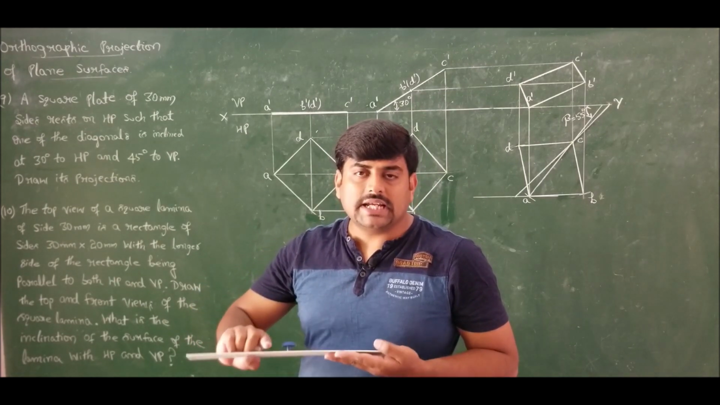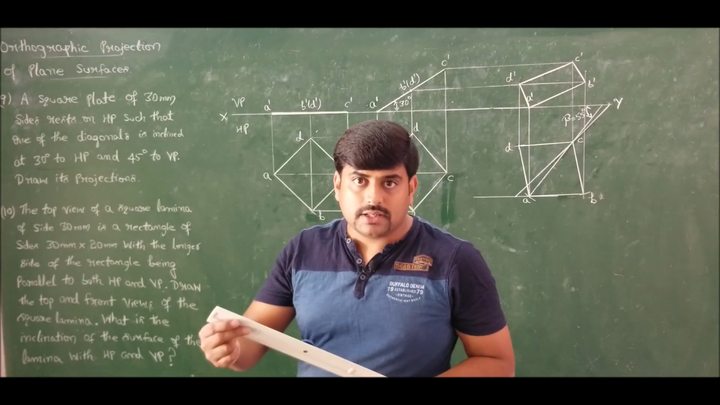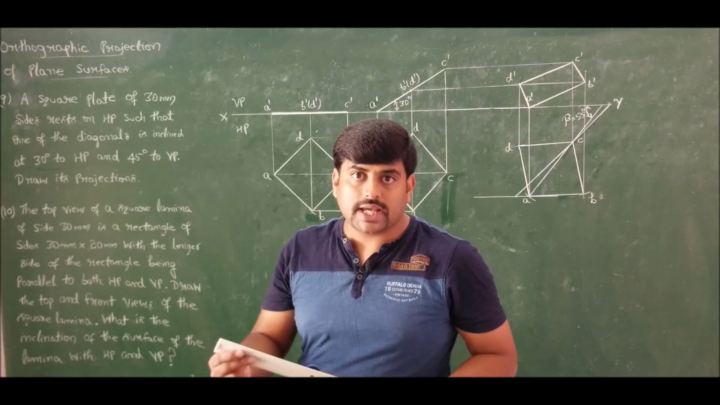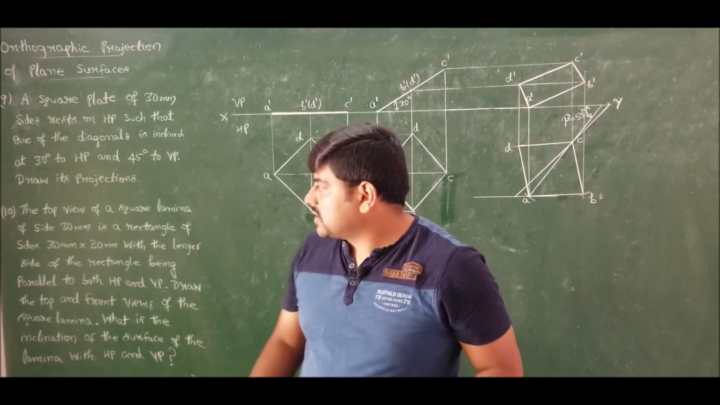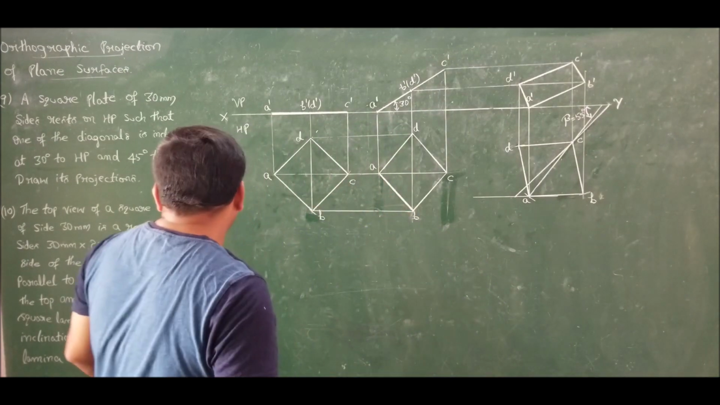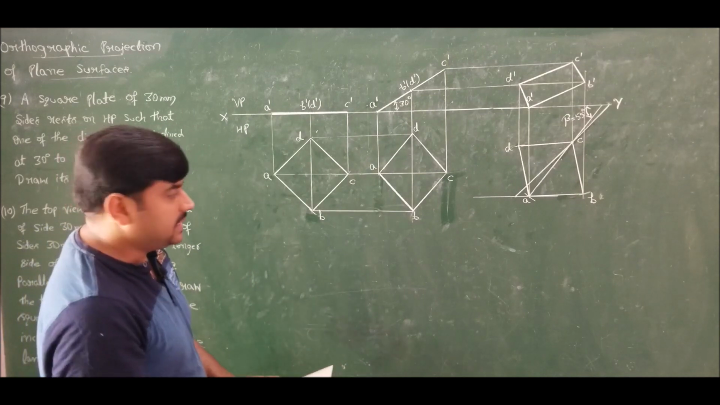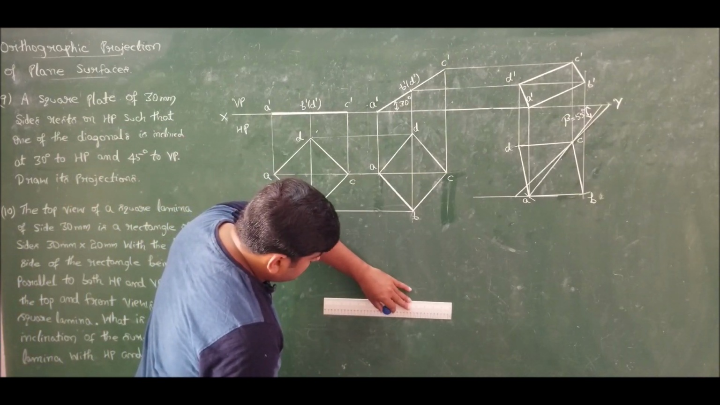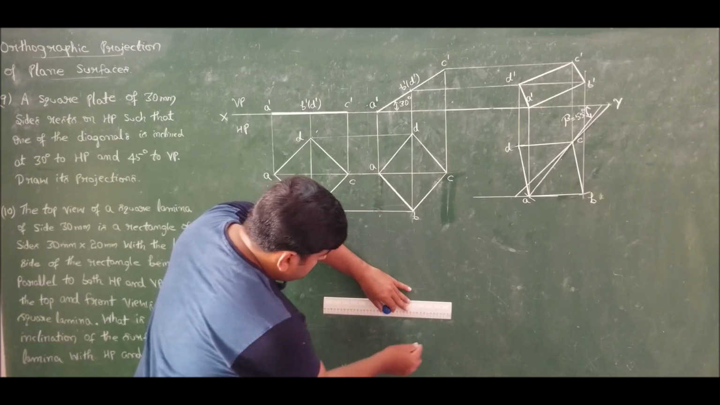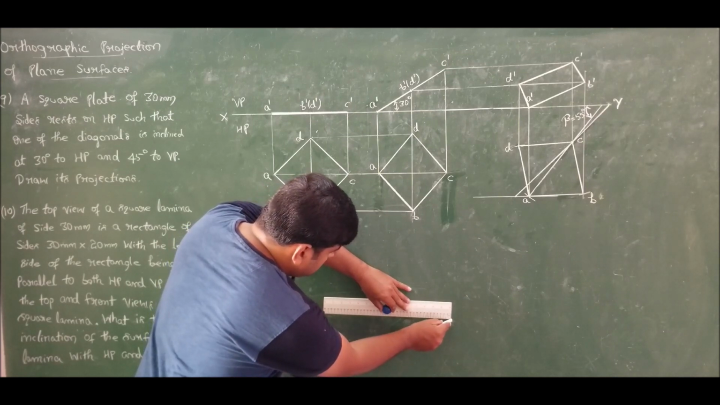When it is inclined at a certain angle to the horizontal plane and viewed from the top, it is looking like a rectangle of 30 cross 20. Come, let us solve the problem. First let us construct a square lamina of side 30 mm. Let me construct a square lamina of side 30 mm first. Let us have the XY line.